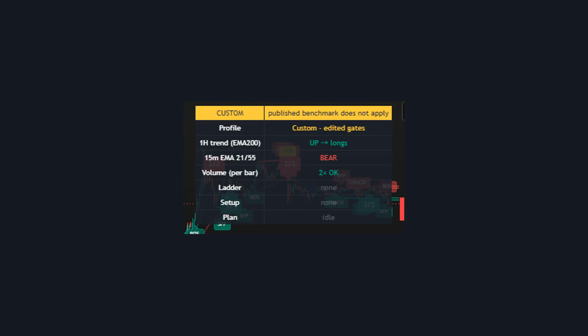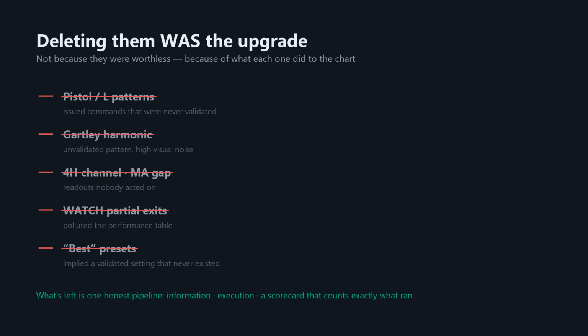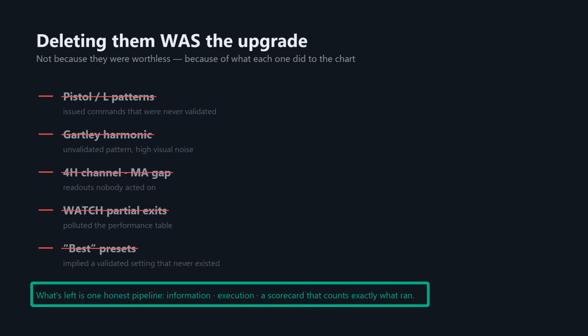Back to the chart. The last change is what's gone. Pistol and L patterns, the Gartley harmonic, the 4-hour channel, the MA gap readout, the watch partial exits, the best presets, removed. Not because they were all worthless, but because each one either polluted the performance table, or issued commands that were never validated, or just made the chart harder to read. Deleting them was the upgrade.